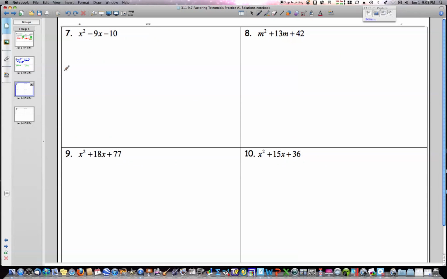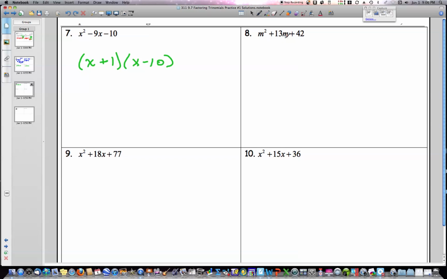Go to page 3. We'll save this. Next solution, factors of negative 10 that add up to negative 9. 1 times negative 10. 1 plus negative 10 is negative 9. So this right here is x plus 1, x minus 10.